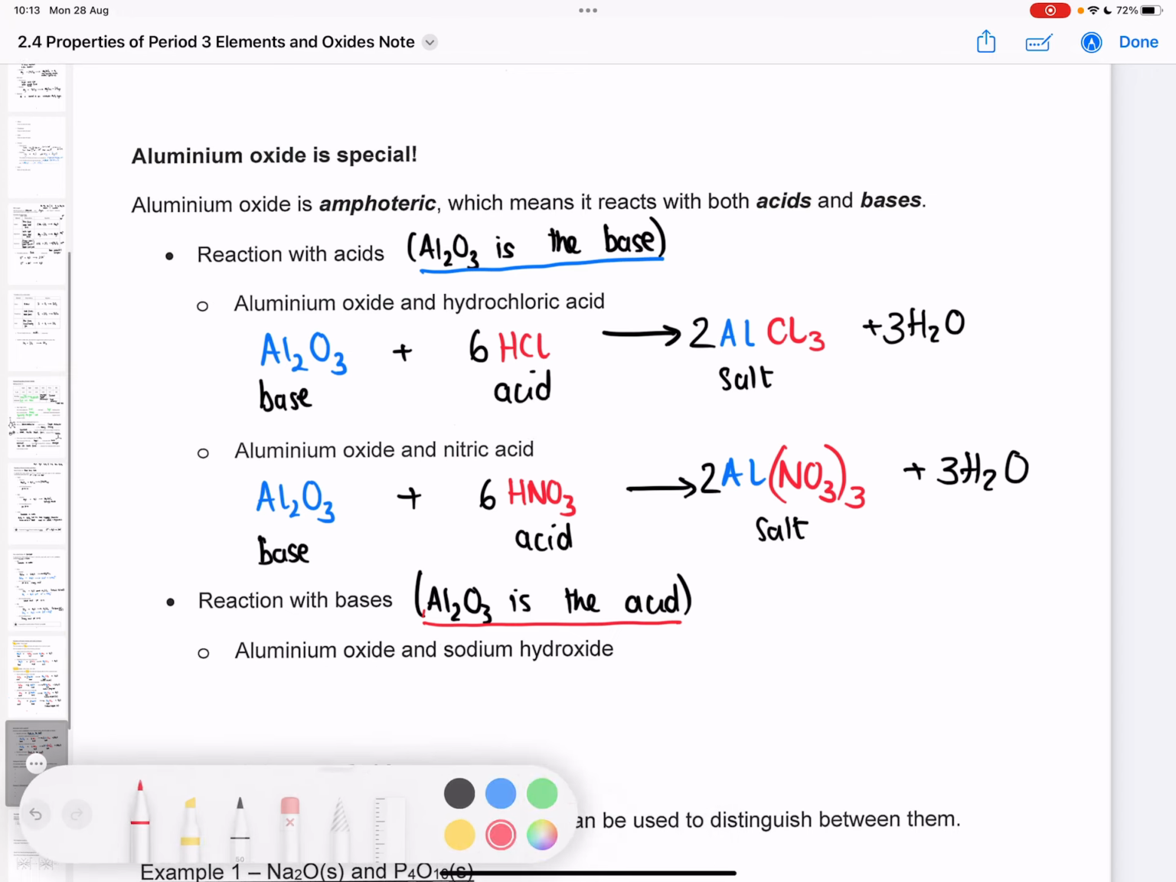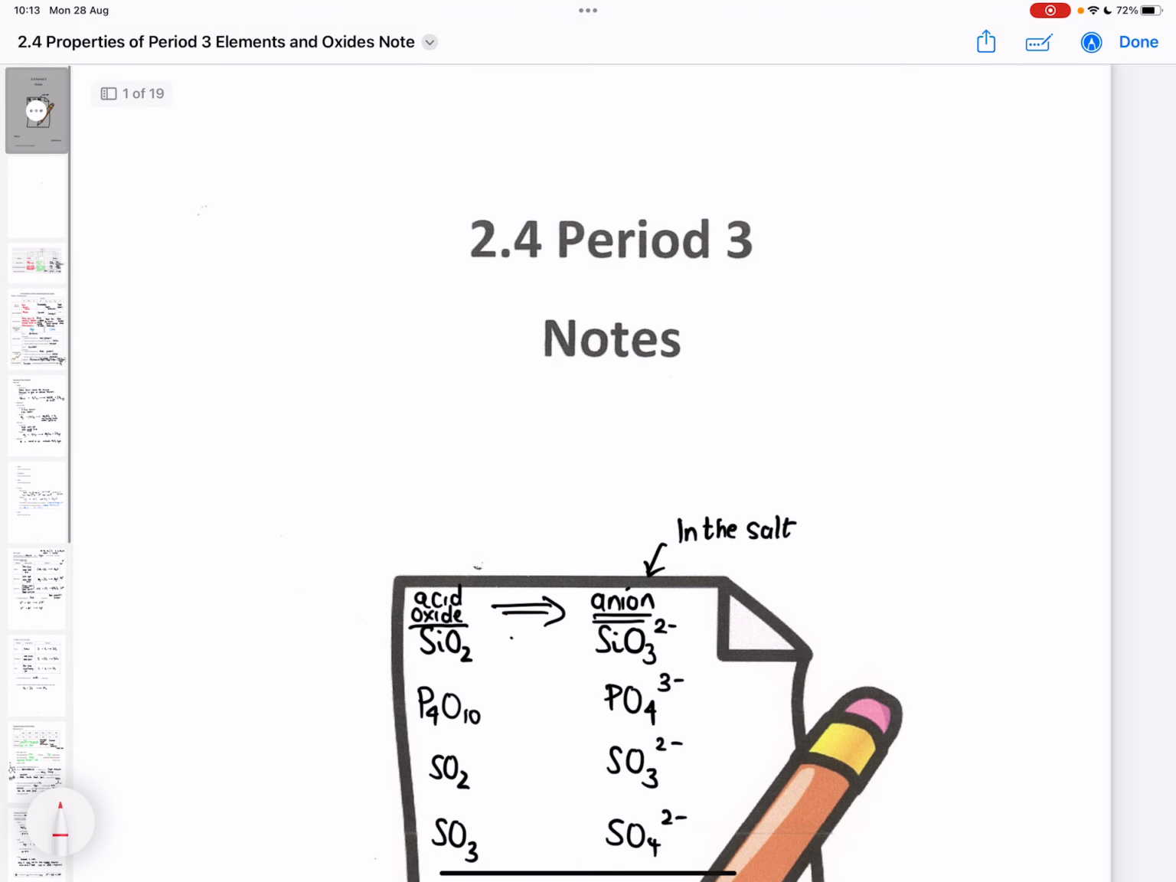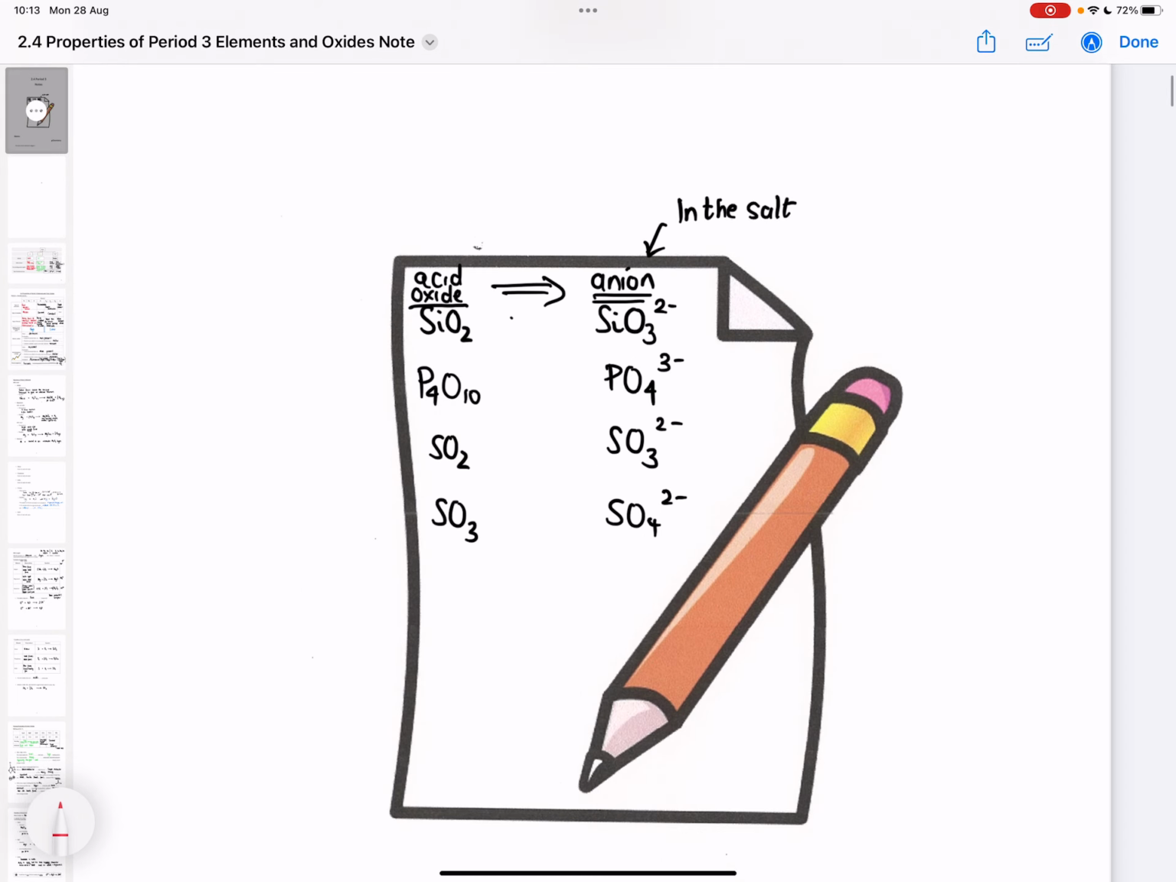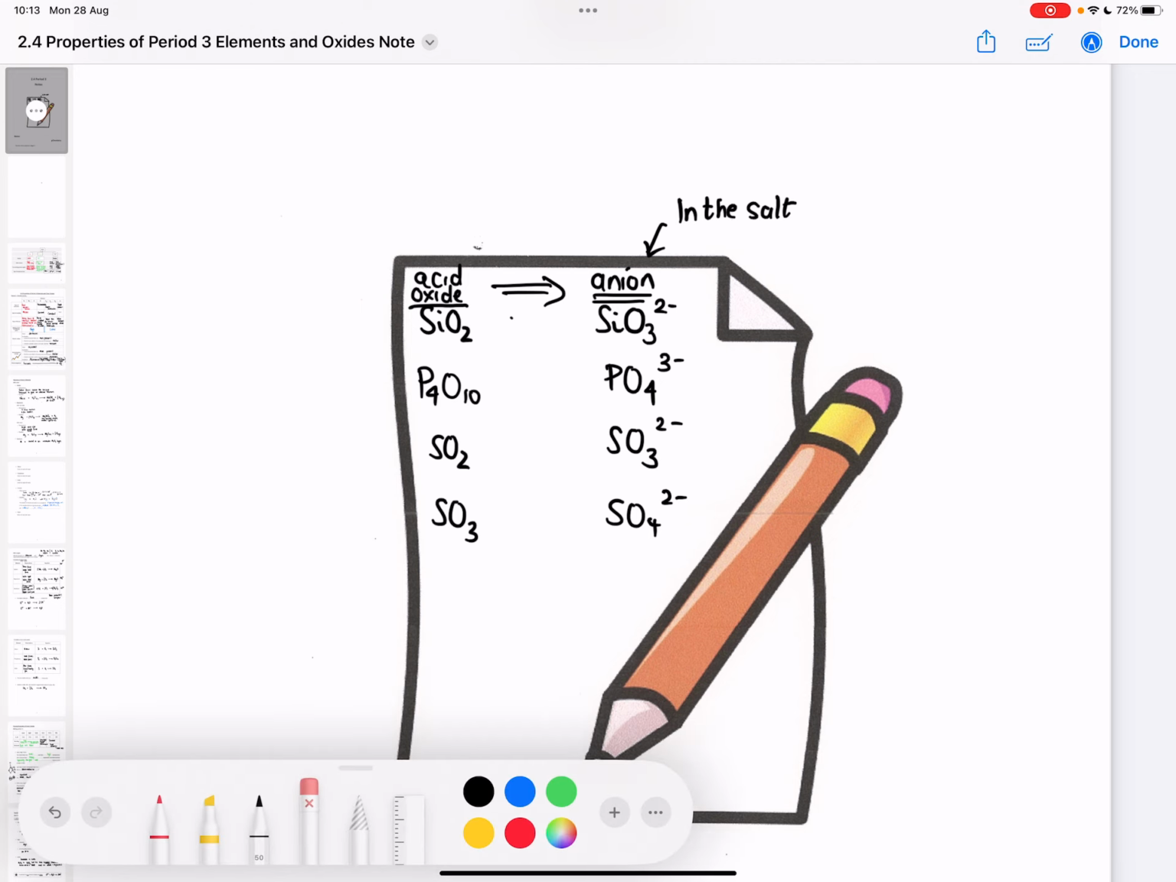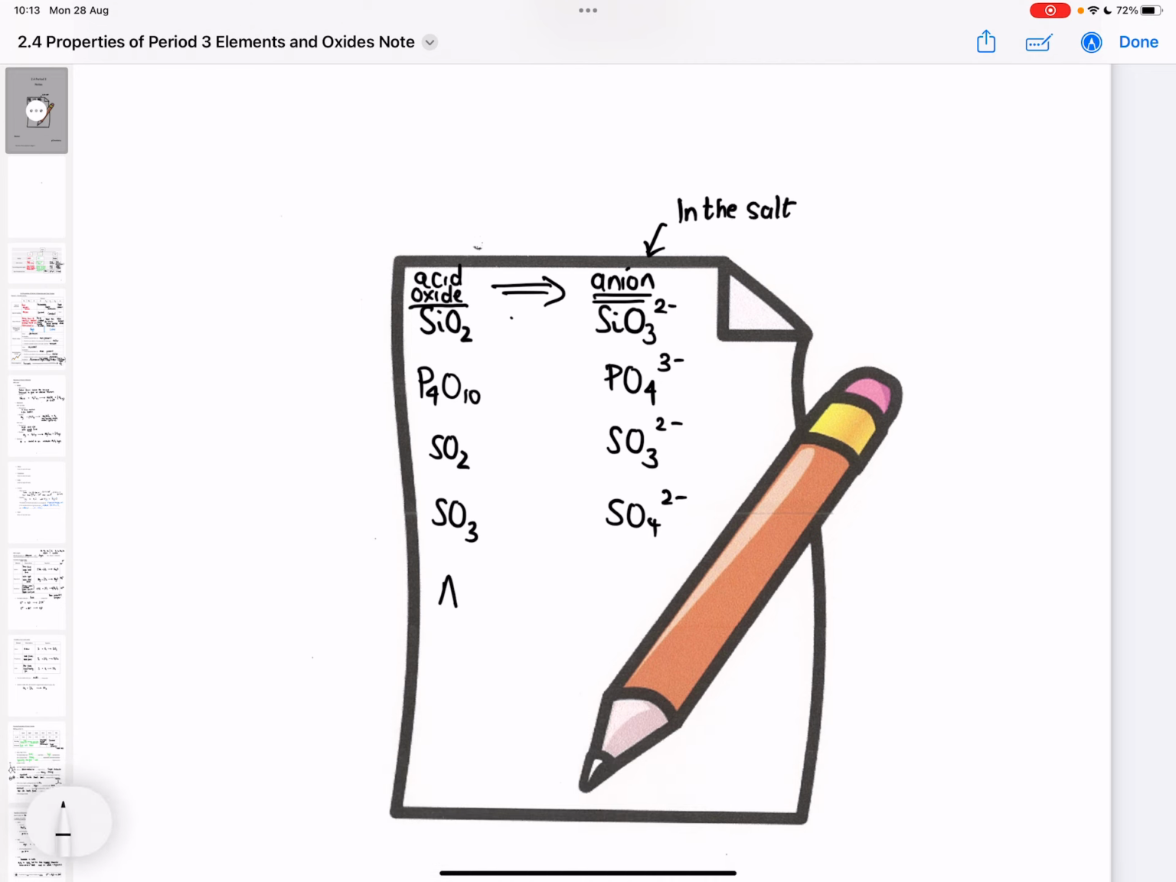So we need to go back to our front page and add on, remembering that aluminium is special. Let's get that back into black. Aluminium oxide, what anion does that form? Well, it actually forms an aluminium hydroxide type anion. It's got a 1- charge. It's got 4 OHs in it. So aluminium 3+ with 4 OH-, Al(OH)4, 1-.